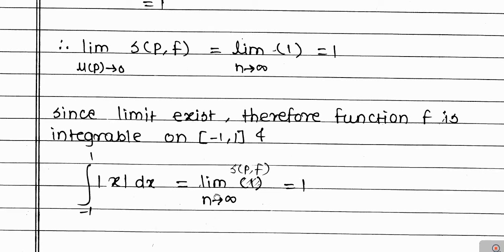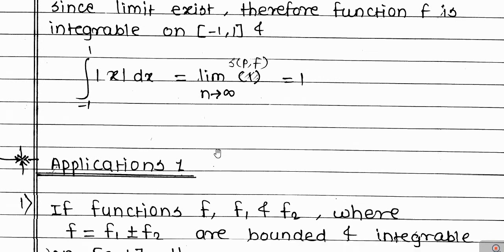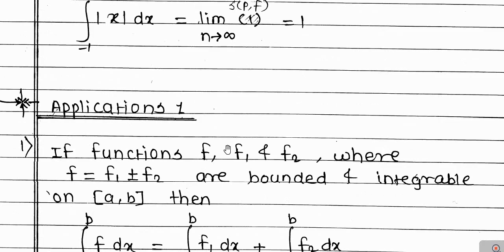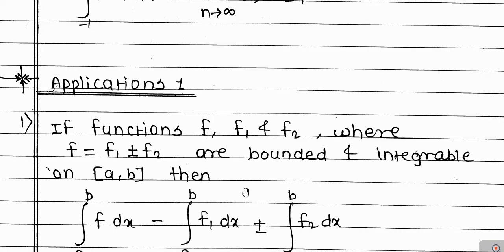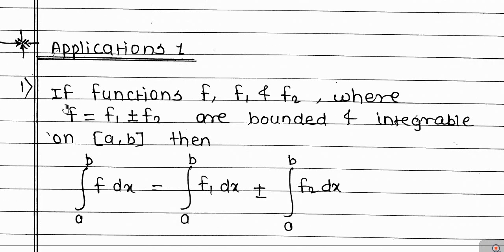After solving this example, we will move to the next article, which is about the applications. In that we are going to study 3 applications and 1 corollary based on it. So application number 1 is: if functions f, f1 and f2, where f is equal to f1 plus or minus f2, are bounded and integrable on the closed interval a to b, then the integral from a to b of f dx is equal to the integral of f1 dx plus or minus the integral of f2 dx. This is the first application.